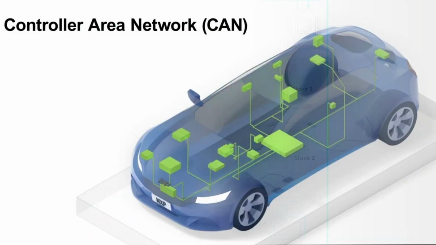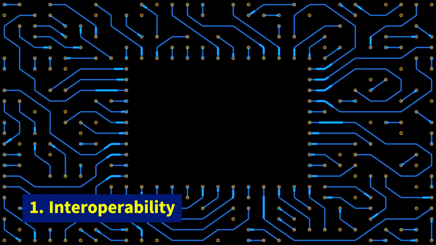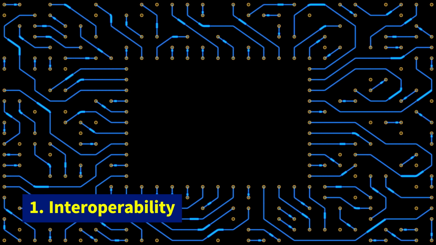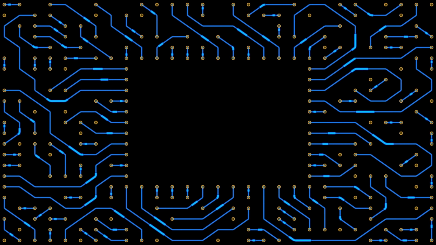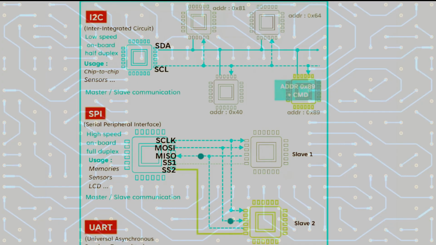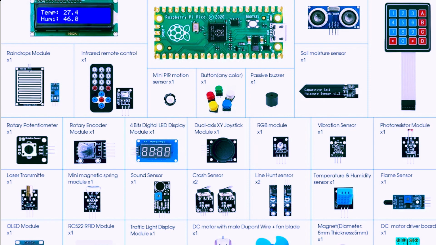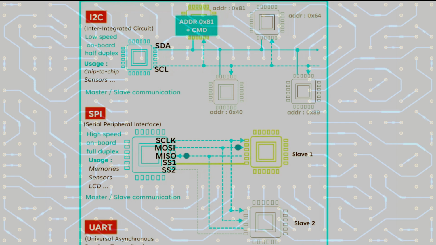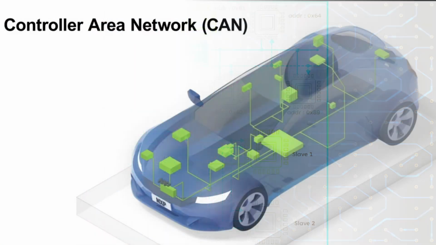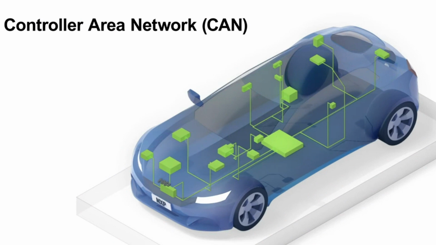In embedded development, communication protocols are essential for several reasons. 1. Interoperability. Embedded systems often need to communicate with other devices or systems, such as sensors, actuators, displays, or other embedded devices. Communication protocols provide a standardized way for devices to exchange data, ensuring interoperability between different components and systems.